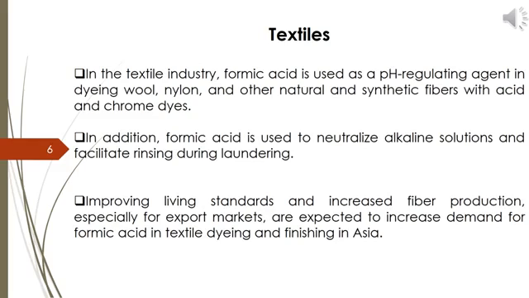Now, the use of formic acid in textiles. In the textile industry, formic acid is used as a pH regulating agent in dyeing wool, nylon, and other natural and synthetic fibers with acid and chrome dyes. So whenever these fibers are dyed with the help of chrome dyes or acids, formic acid regulates the pH in the process.